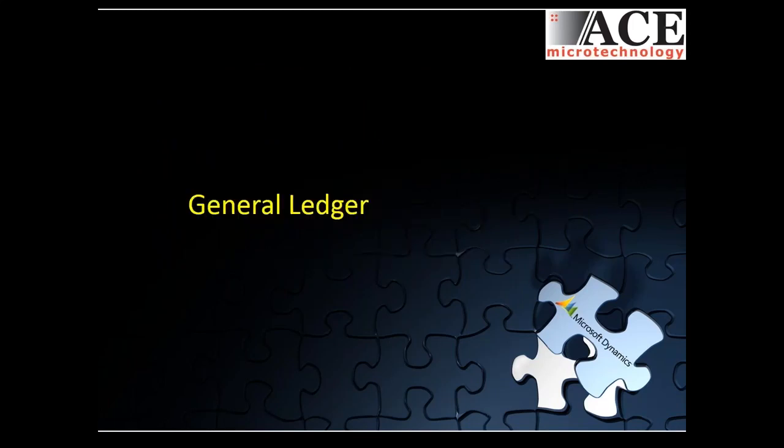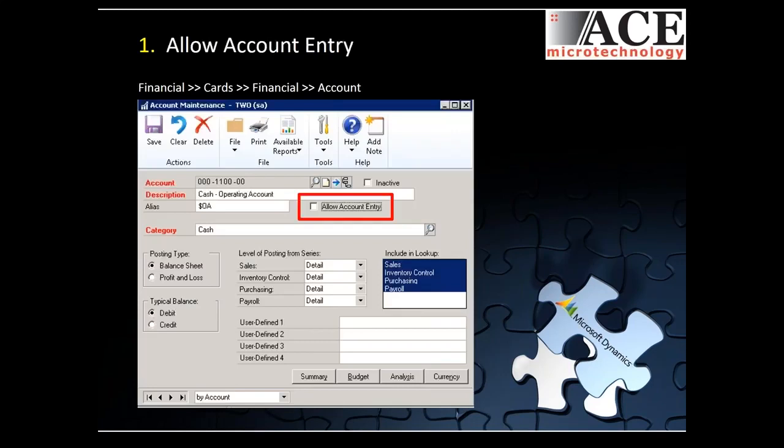So let's start. The first thing that we're going to talk about is general ledger. Allow account entry. The allow account entry box, under Cards, Financial, Account, when you're creating a new GL account, defaults with a check mark in it, which means that any transaction anywhere can be entered at any time. But the key thing that you want to look at in this particular box is to understand if that GL account is actually going to tie specifically to a subledger account, like accounts payable, accounts receivable, banking, cash, inventory, that kind of thing.